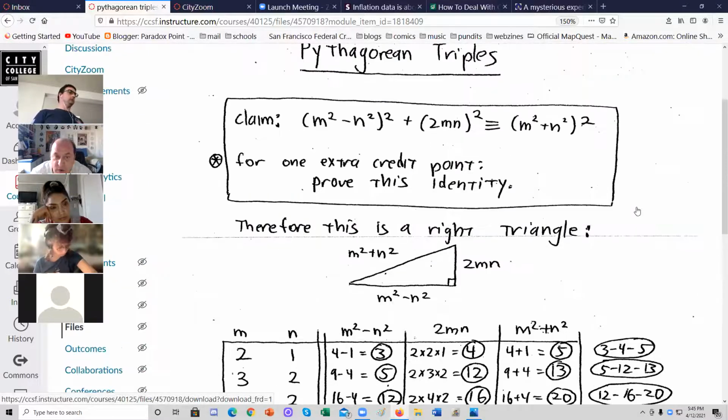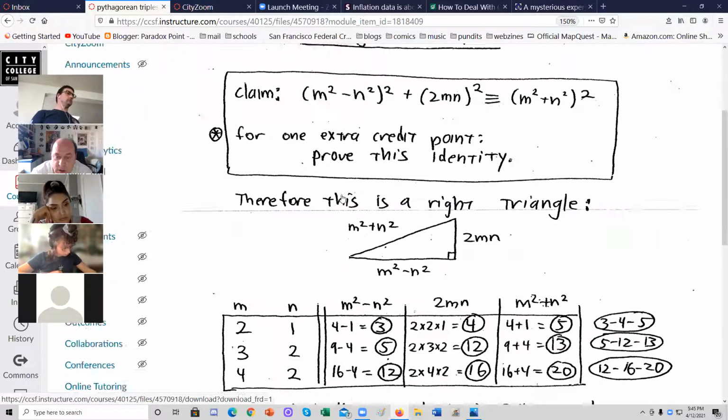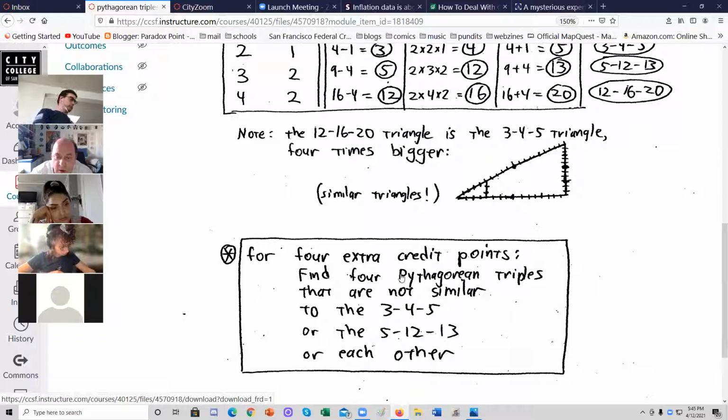Now, for one extra credit point, prove this identity. It's a matter of expanding the square of m squared minus n squared, expanding the square of m squared plus n squared, squaring 2mn, and proving that this plus this in fact equals that. It's a relatively routine bit of algebraic proof. Start from this, simplify it to something, start from this, simplify it to something, and if they're the same thing, then you're done.